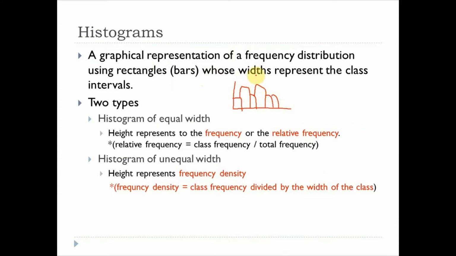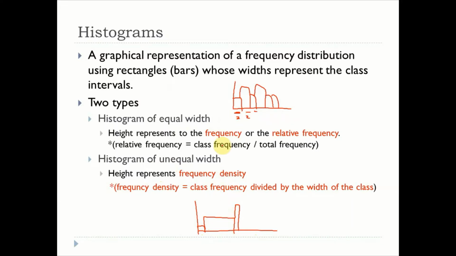Okay. So your histogram, you can divide into 2 types. Either equal width, which means maybe its width is 2, and this one must also be 2, so equal width. Another type is unequal width, which means it could be this 2, this one 5, and then this 1, unequal width.